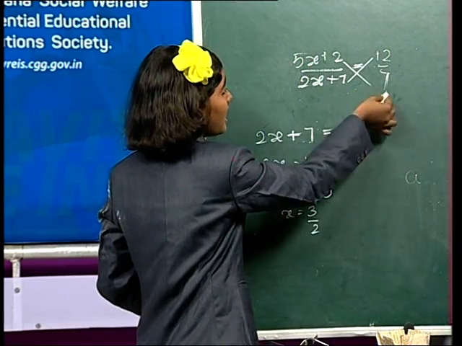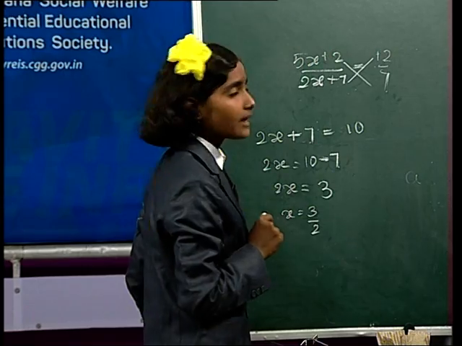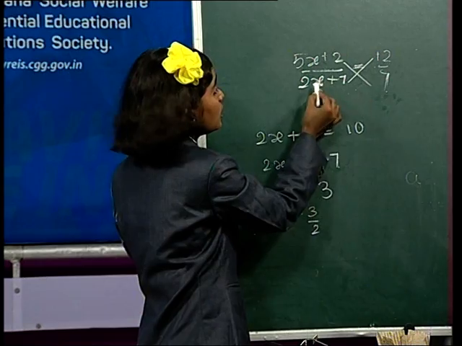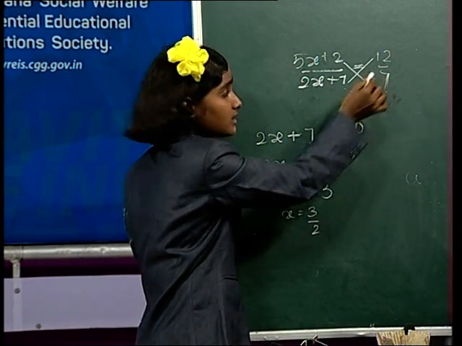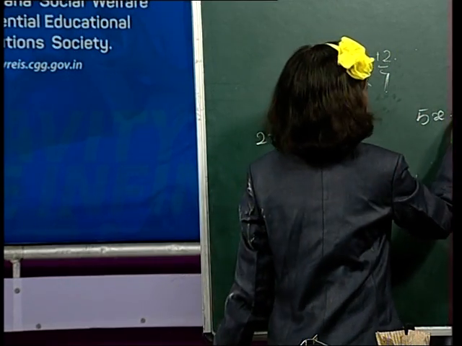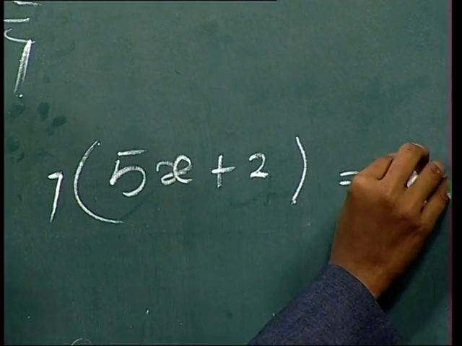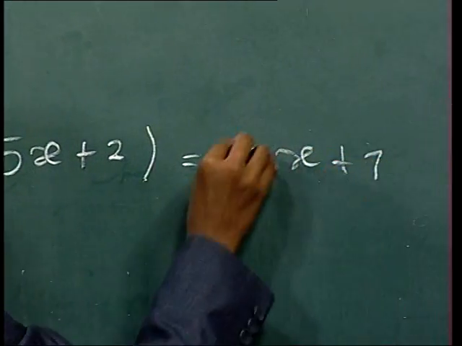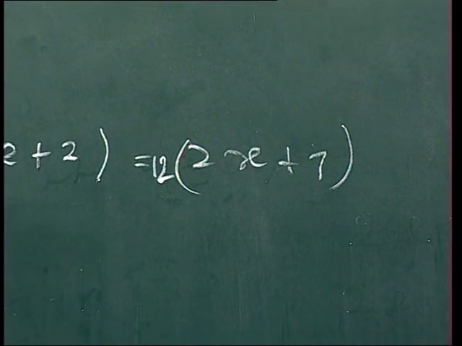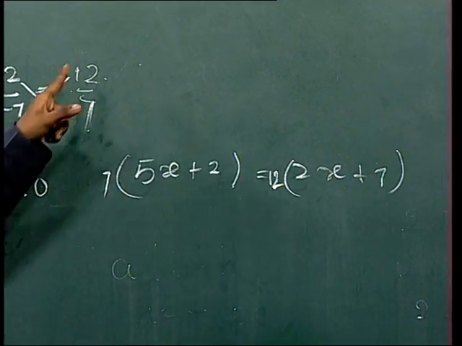So, it is the cross multiplication, friends. How is cross multiplication done? Here 5x plus 2 is multiplied with 7 equals 2x plus 7 multiplied with 12. Have you understood, friends? Here 5x plus 2 is multiplied with 7 and 2x plus 7 is multiplied with 12.